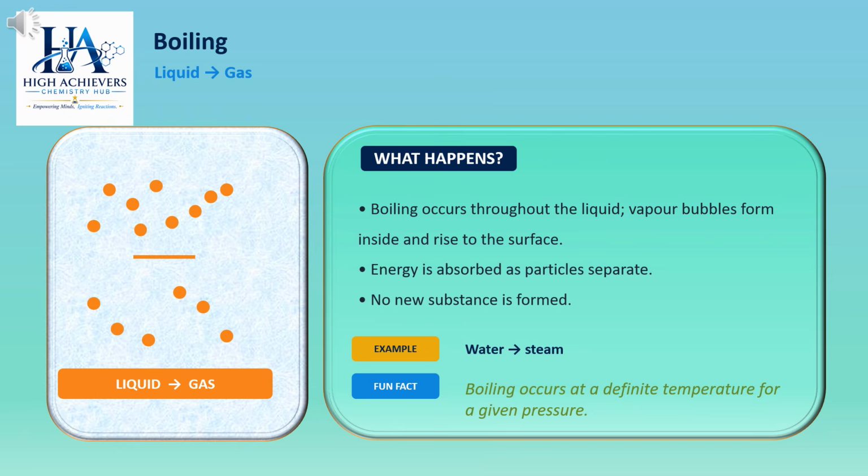Next, we have boiling. Boiling is the change from a liquid to a gas. When a liquid is heated to its boiling point, particles throughout the liquid gain enough energy to escape from the liquid. This is why bubbles form inside the liquid during boiling. The bubbles contain the gas or vapor and rise to the surface. Boiling occurs throughout the liquid, which is an important point for examinations. For a given external pressure, a pure substance boils at a definite temperature. For example, water boils at about 100 degrees Celsius at standard atmospheric pressure.